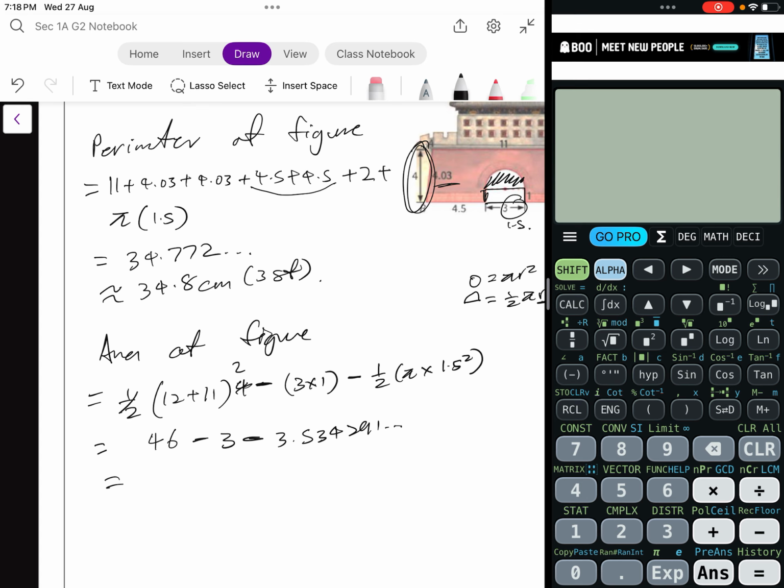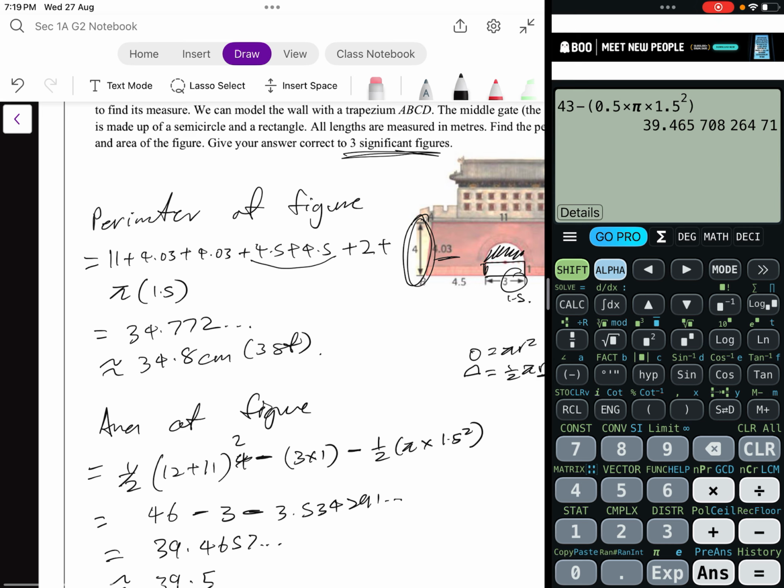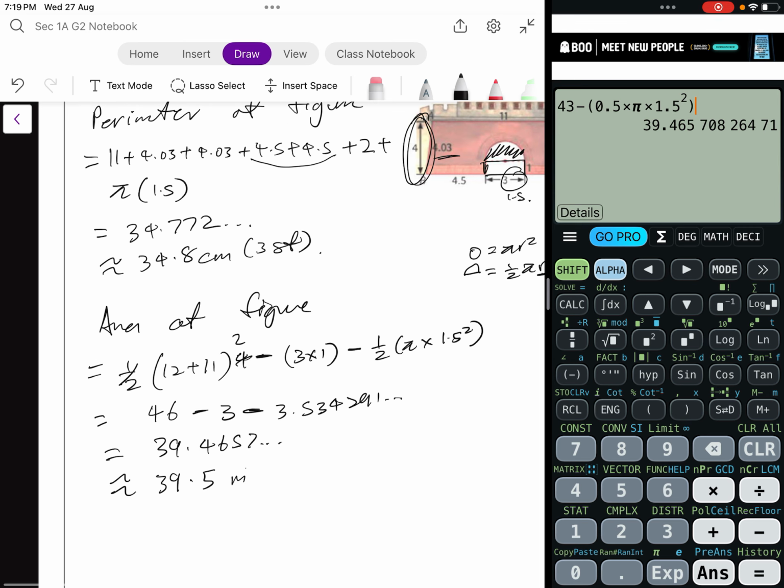Knowing this, 46 minus 3 is 43, minus the answer just now, 4.72. Let me retype it: 3 minus 0.5 times pi times 1.5 squared. I will get 39.4657. Round to 39.5 meter squared, 3 significant figures, same as the other one.